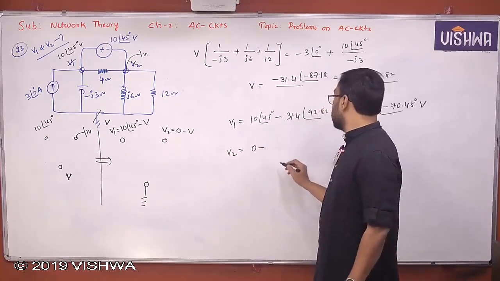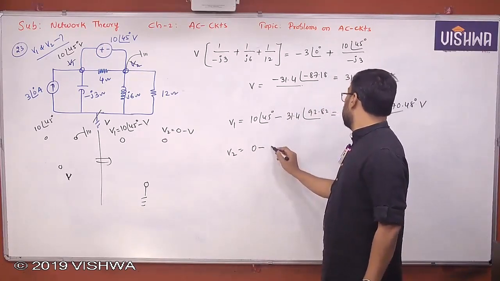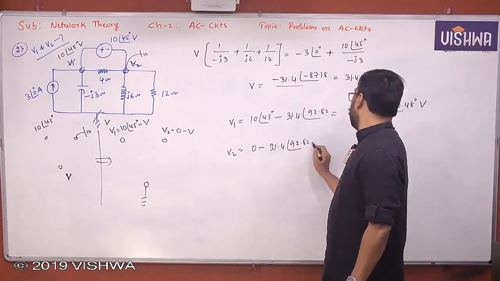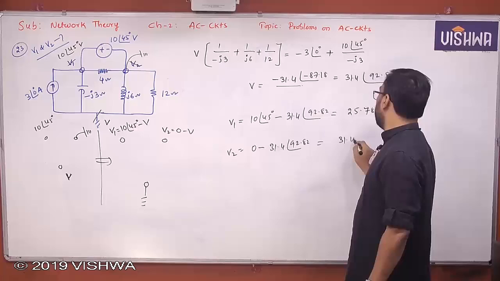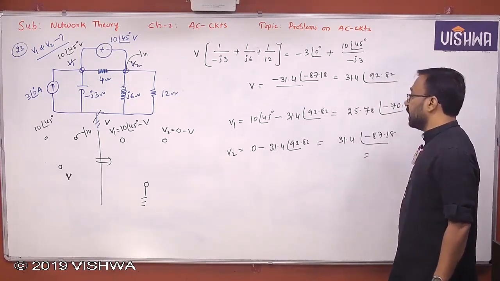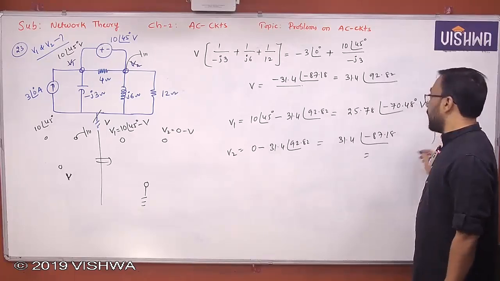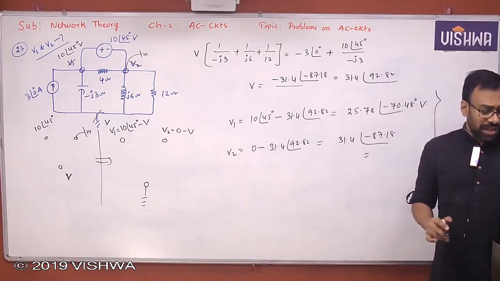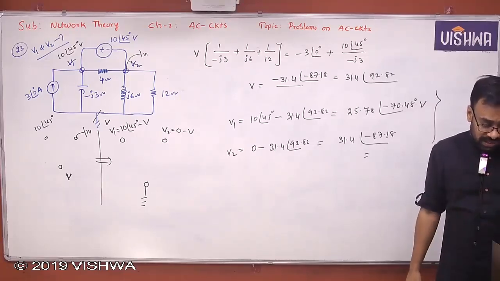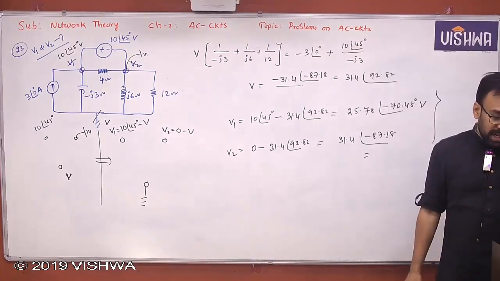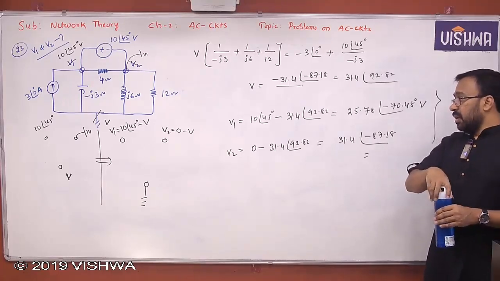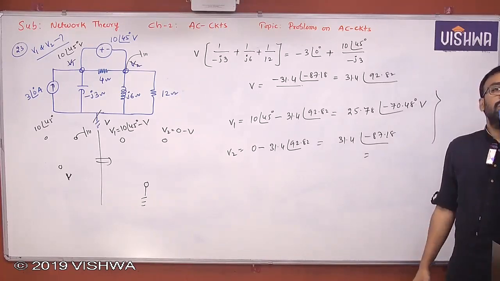So 0 minus minus 31.4 at an angle of 92.82. Finally, you'll get 31.4 at an angle of minus 87.18. Clear, all of you? So this is the answer for the given question. Any circuit given in AC circuits, better you solve using node analysis. Most of them can be solved easily. 99% of the problems can be solved using node analysis. Do that all of you quickly. Note down.